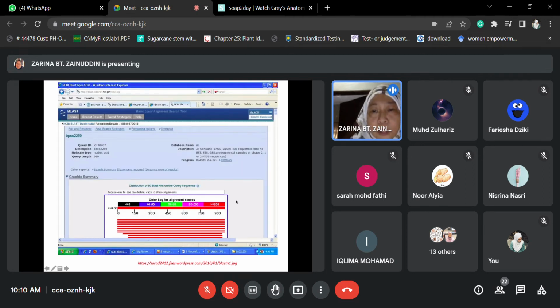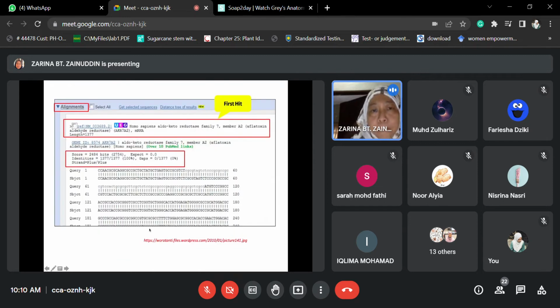The similarity will also come out in color, so you can compare. The query is the one that you entered, and the subject is the one that it compares with, Burkholderia. It compares whether the sequences are similar or not. So this is what we call BLAST.